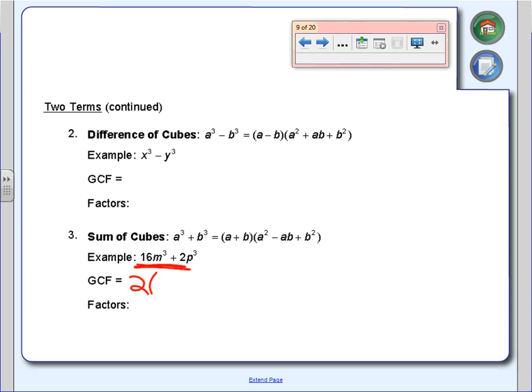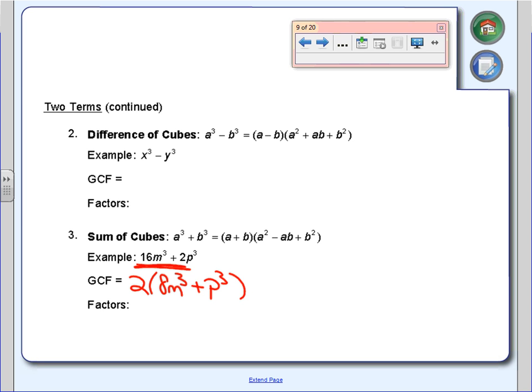That 2 multiplied with something will get me back to that 16m cubed plus 2p cubed. Question is, what is it? What do I need to multiply 2 with to get a 16m cubed? 8 what? 8m cubed. I also need to multiply that 2 with something to get 2p to the third power. What is that? 1p cubed.